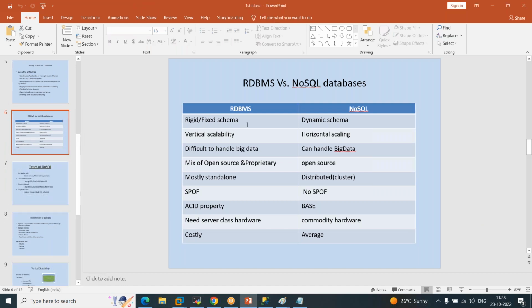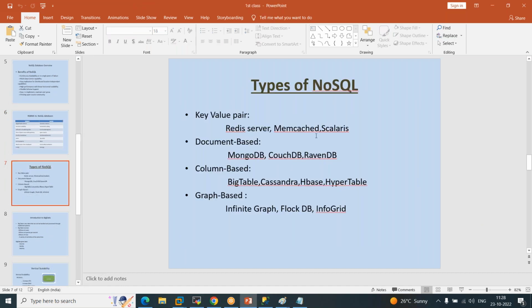Next, types of NoSQL. We have roughly 10 plus products in the market: Redis DB, Memcache, Scalaris, MongoDB, CouchDB, RavenDB, Bigtable, Cassandra, HBase, Hypertable, Infinite Graph, LogDB, InfoGrid. These are all the NoSQL family, but you have never heard of most of these names, because there is not much implementation of them. Out of these, the big products are MongoDB and Hadoop. These are the two major technologies in the NoSQL family, selling in the market right now compared to all the others. They are defined for different purposes, but most of the use cases fulfilled in the market, especially on the NoSQL side, are by MongoDB and Hadoop.